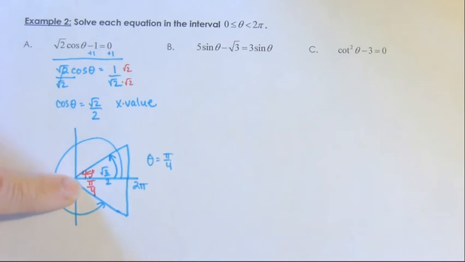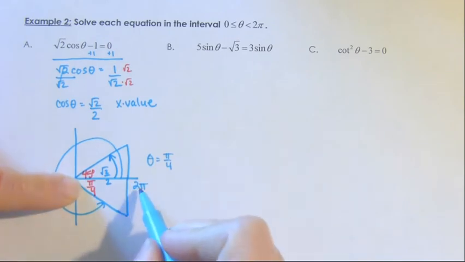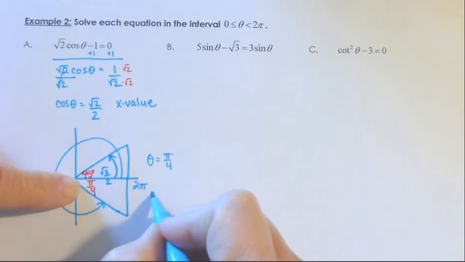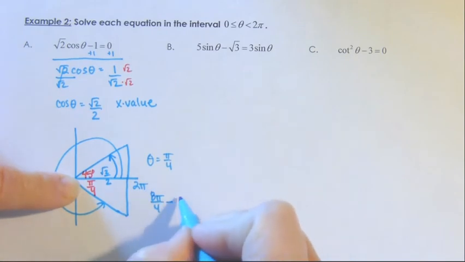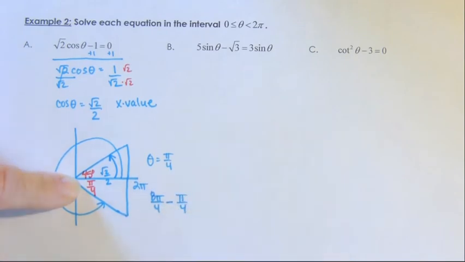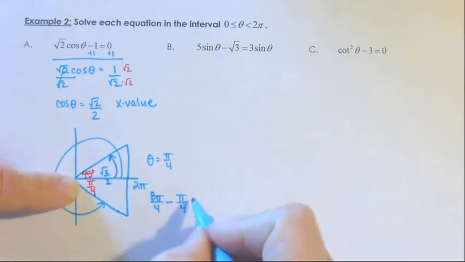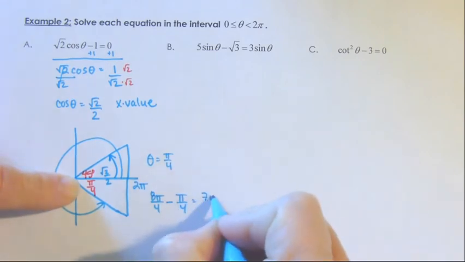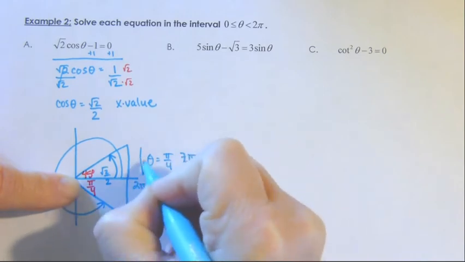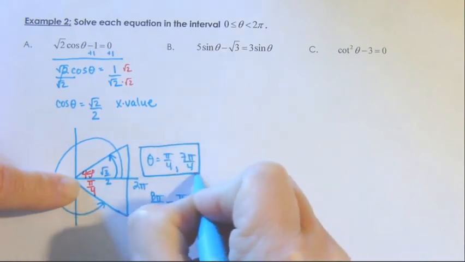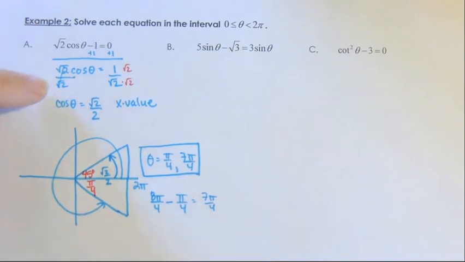Now, since I'm dealing with pi over 4, I'm going to change that 2 pi into 8 pi over 4, so they have the same denominators. It doesn't quite make it to 8 pi over 4, so I need to subtract pi over 4. So 8 pi over 4 minus pi over 4 is going to give me 7 pi over 4. And so I get my theta, the times when cosine is going to be positive radical 2 over 2 is pi over 4 and 7 pi over 4.